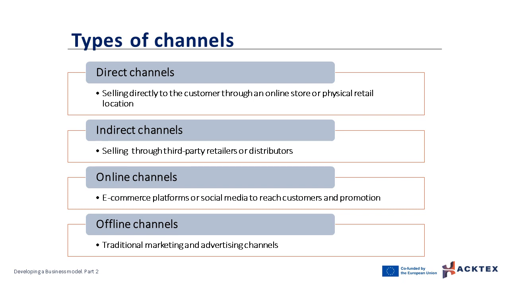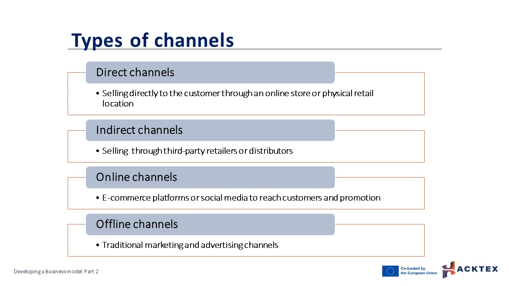Indirect channels, selling the product or service through third-party retailers or distributors, such as partnerships with athletic wear retailers or industrial safety equipment suppliers. Online channels, using e-commerce platforms or social media to reach customers and promote the product or service. Offline channels, using traditional marketing and advertising channels such as print or broadcast media to reach customers.